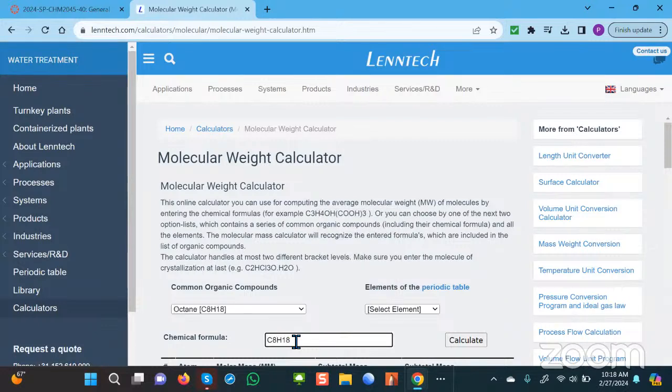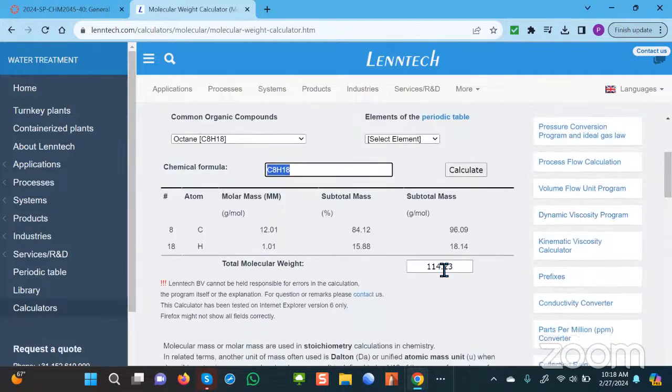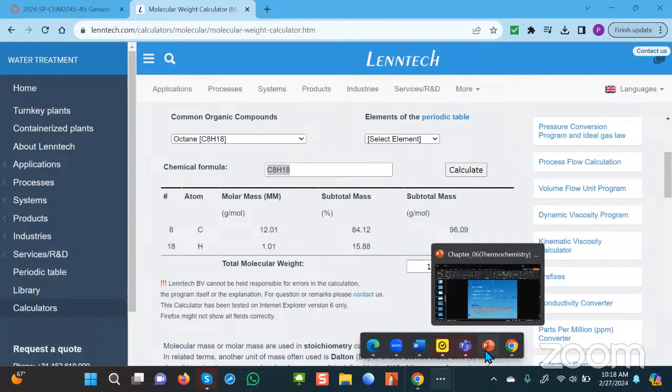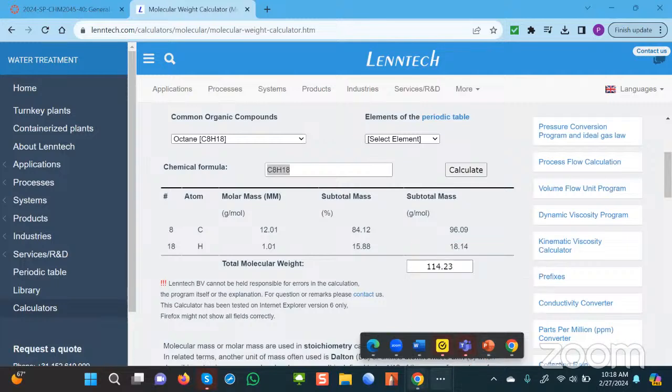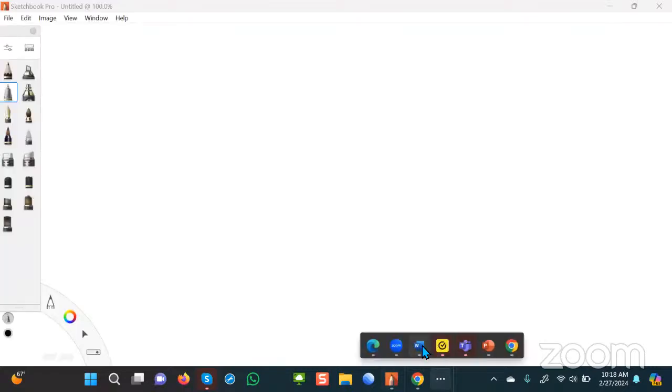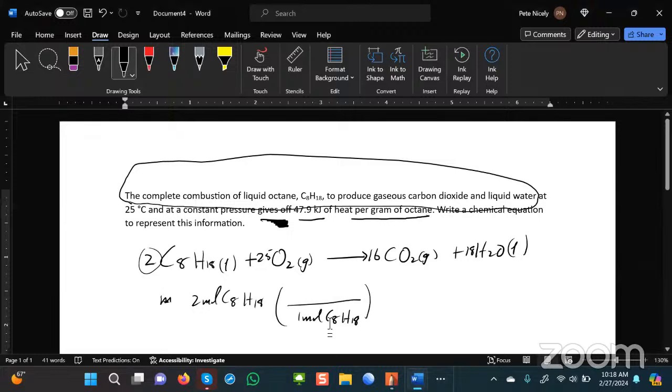C8H18 is the formula, calculate, and then it gives you the molar mass here, right? I've used this over and over again. It has never made a mistake, even though they put a statement saying they can't guarantee it, but it works every time. Okay, so let me go back to the Word document.